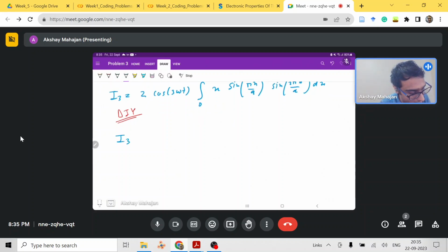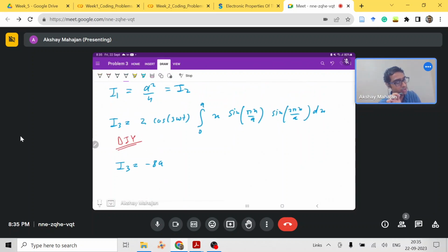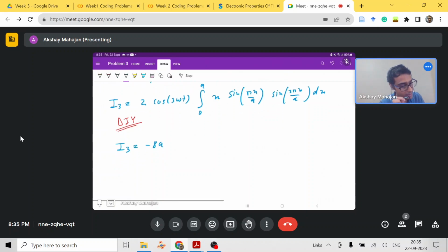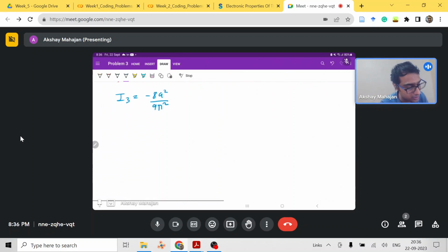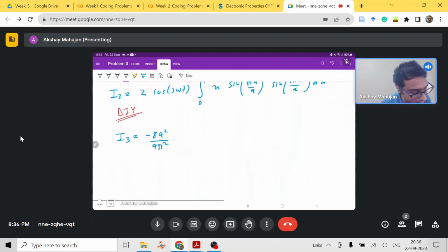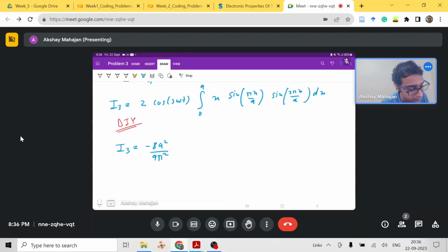Overall, for the sake of time, it is similar. You have to find a trigonometric relation for where you have a multiplication of sines, and then you will again have to use the same integration by parts. Okay, and the result that you will get is minus 8 a square upon 9 pi square. I am just leaving it at that for the sake of time. Okay, and you can also try out this integral. And so from here, our expectation value of x.